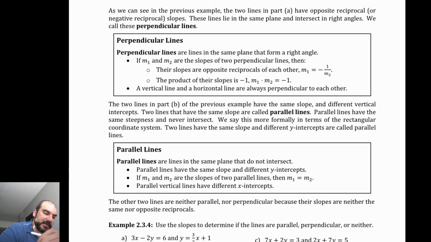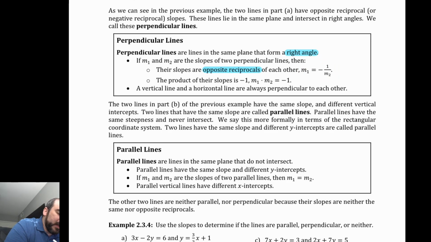So these 2 boxes kind of summarize everything we just talked about. Perpendicular lines form a right angle. So they form a right angle, and their slopes are opposite reciprocals of each other, meaning M1 is the reciprocal, the flipped version and negative of M2.